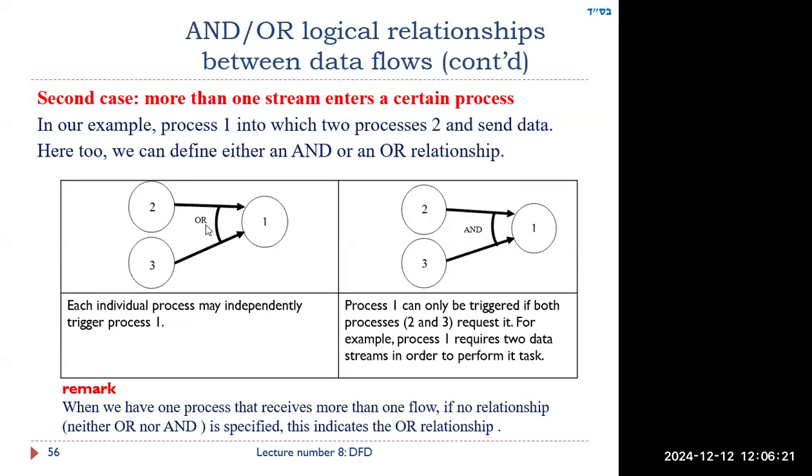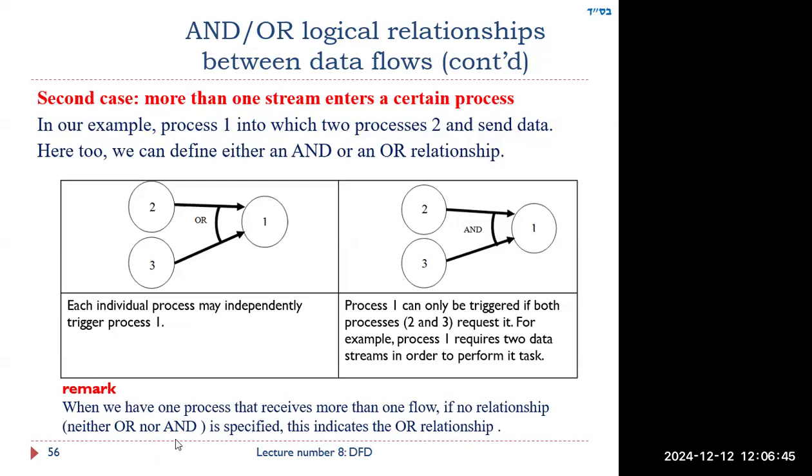Similarly, I can have going in: this information goes in, or this. In other words, one will happen, he doesn't need both pieces of information. Either he gets this information and he'll run, or he'll get this information and he'll run. But in this case, process one requires two data streams in order to perform its task. He can't run until he gets both of them.